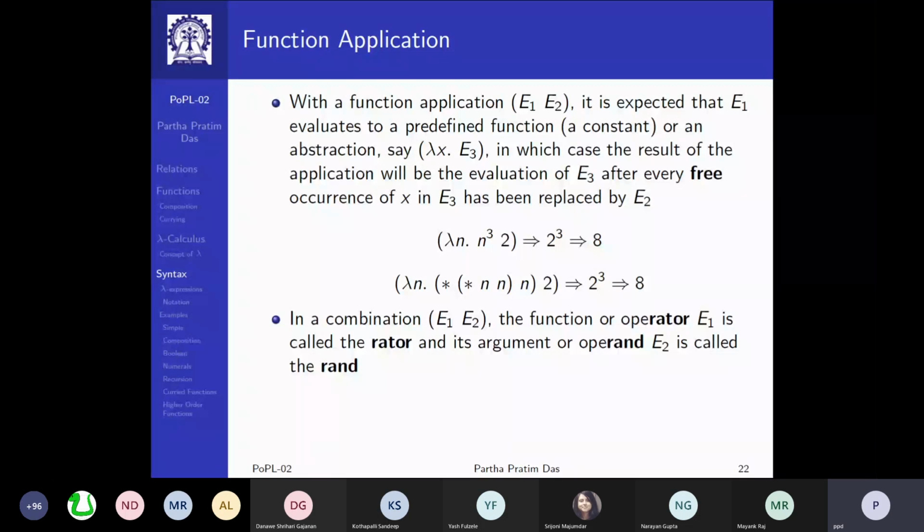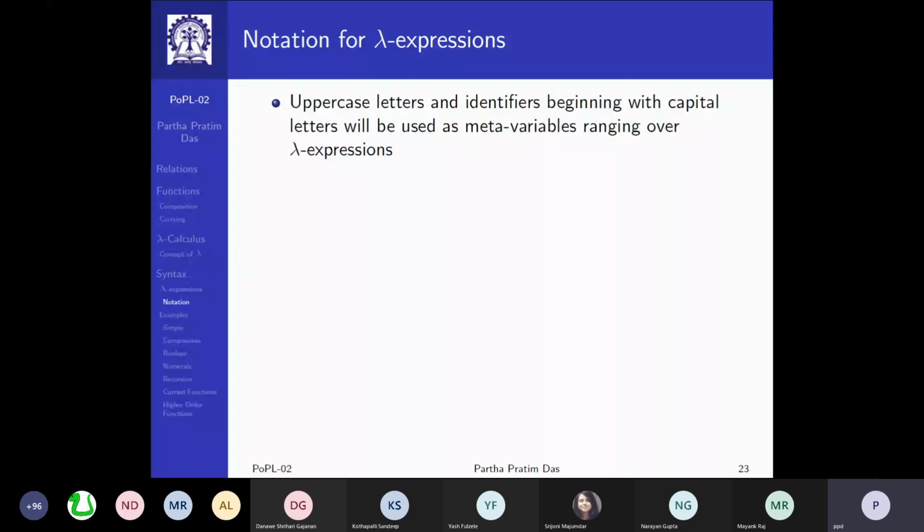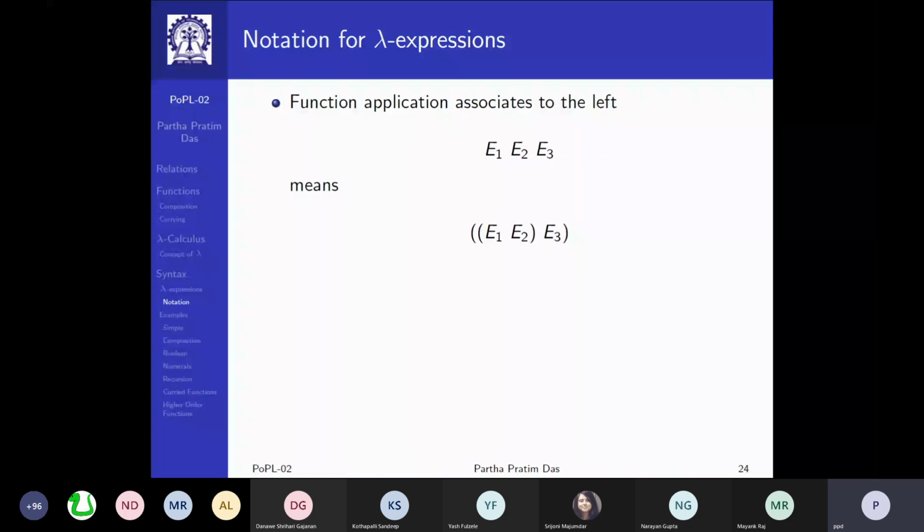In such an application of E1 onto E2, the function or operator E1 is called the rator, taken from the end of the word operator, and its argument E2 is called the rand, from the last of the word operand. So rator applies onto rand. These are just names that people use in this domain. So this is about function application, and we'll use uppercase letters and identifiers beginning with capital letters as meta variables for lambda expressions. We'll talk more about that.